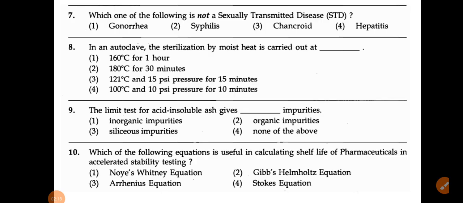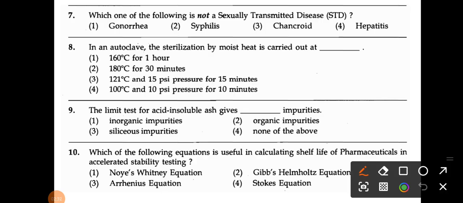Next one, the seventh question, which one of the following is not a sexually transmitted disease? Okay, the options are gonorrhea, syphilis, chancroid and hepatitis. So what is the correct answer here? That is your hepatitis. So hepatitis is not an STD.